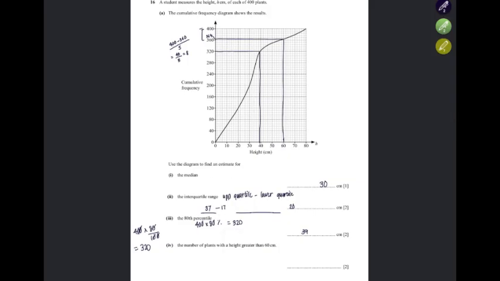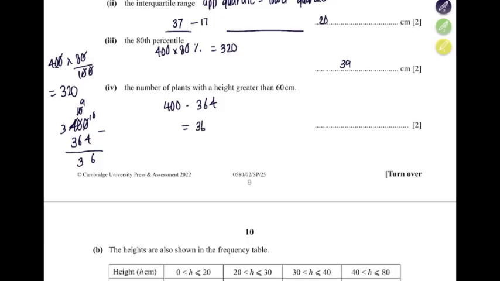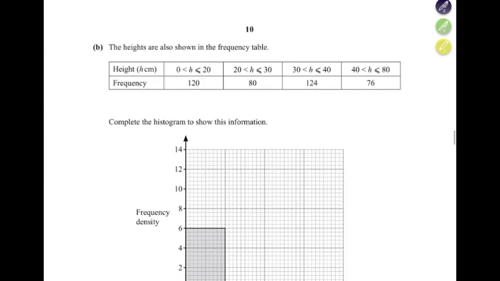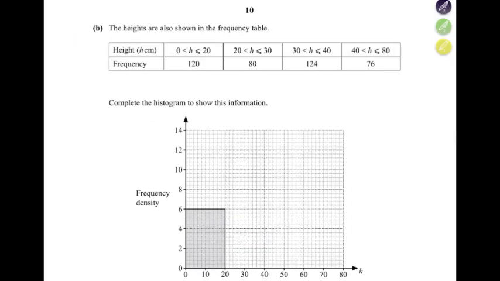So there are 400 total plants, 364 plants that have height until 60. To find more than 60, we subtract 400 minus 364. 36. Alright.